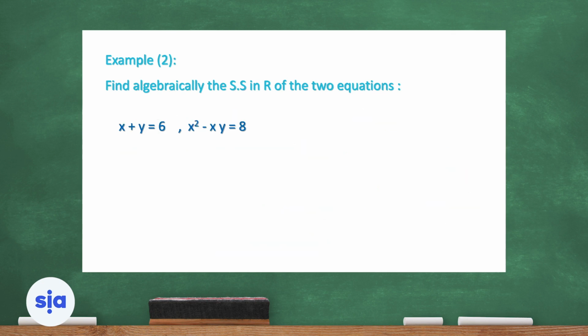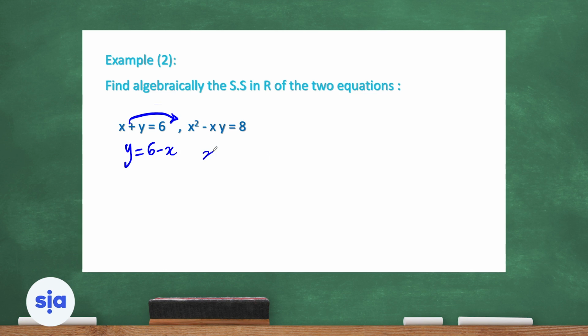In example 2, the question is asking us to find algebraically the solution set in R of the two equations x plus y equals 6 and x squared minus xy equals 8. As we did in the previous example, the first degree equation, I will go and make it as x equals or y equals. So we can move this x to the other side and make it as y equals 6 minus x. Then we'll do what? Yes, we're going to substitute it in the other equation.